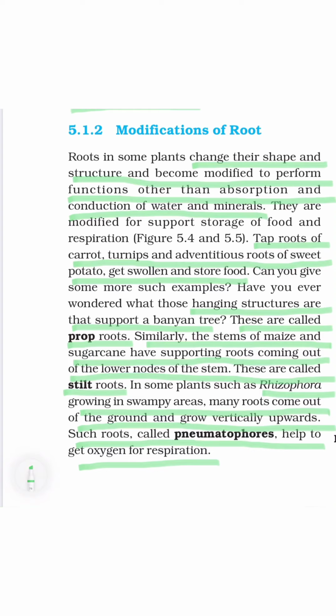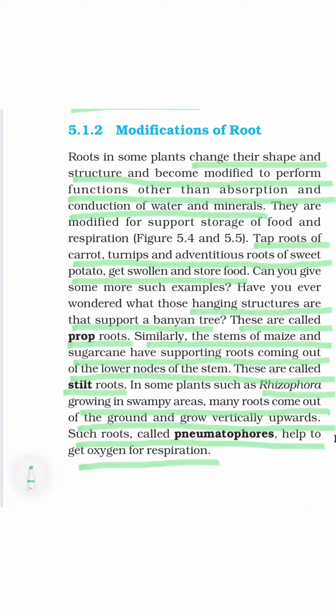Here we are focusing on modification of root. So here three types of modifications which we will observe. Firstly, for storage of food, secondly for respiration, and third for support. So three types of root modifications we will see in different plants. First we will discuss root modification for storage of food.